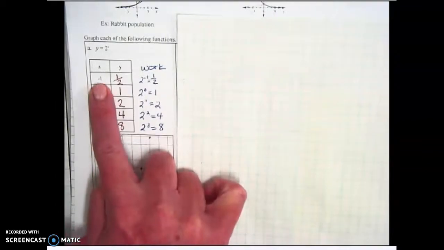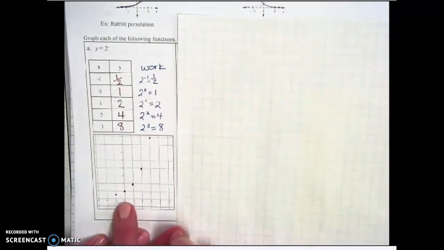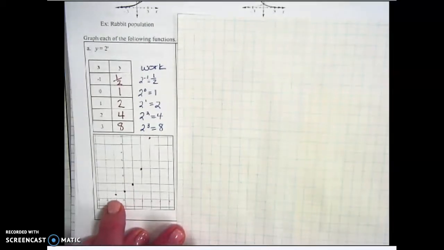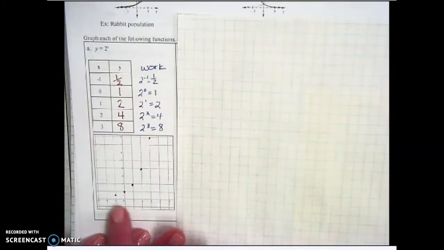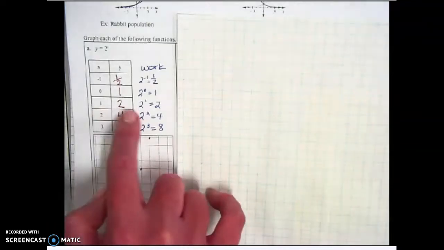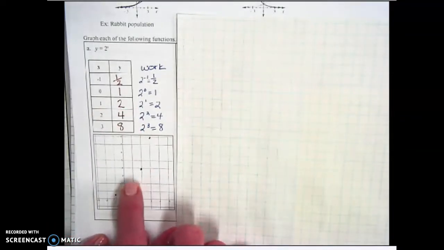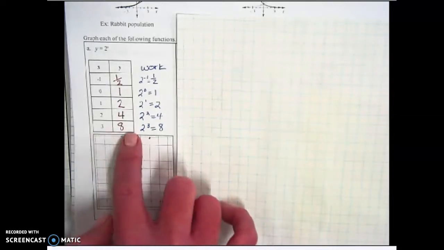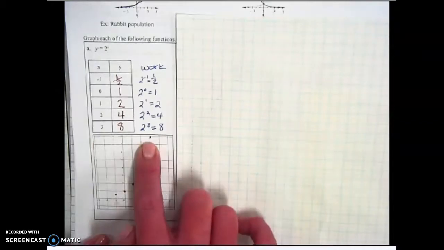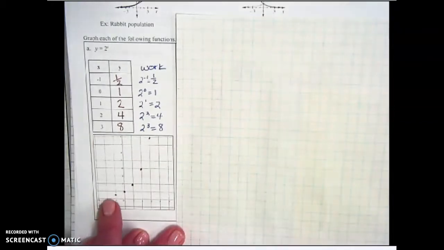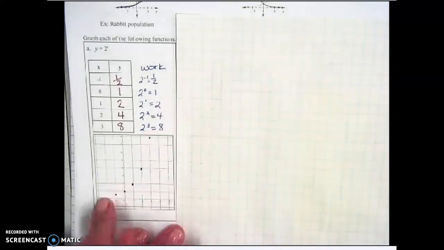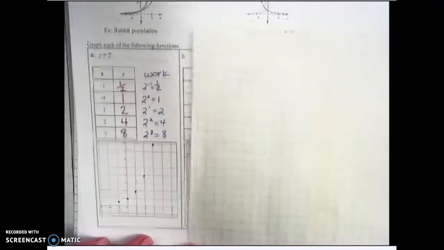Okay, so the first point is at -1, 1/2. That means from the origin right here, you're going to go 1 to the left and then up halfway and put a point. For the point 0, 1, you're not going to go any right or left. Then you're going to go up 1 and you're going to put a point. Then for the point 1, 2, you're going to go 1 to the right, up 2, and put a point. And then for the 3, you're going to go 3 to the right, up 8, and put a point. You'll see that your graph grows really slowly, and then it's going to grow really fast. Did it make a line? Nope. Definitely not a line. Okay, that's more of a curve, a smooth curve.